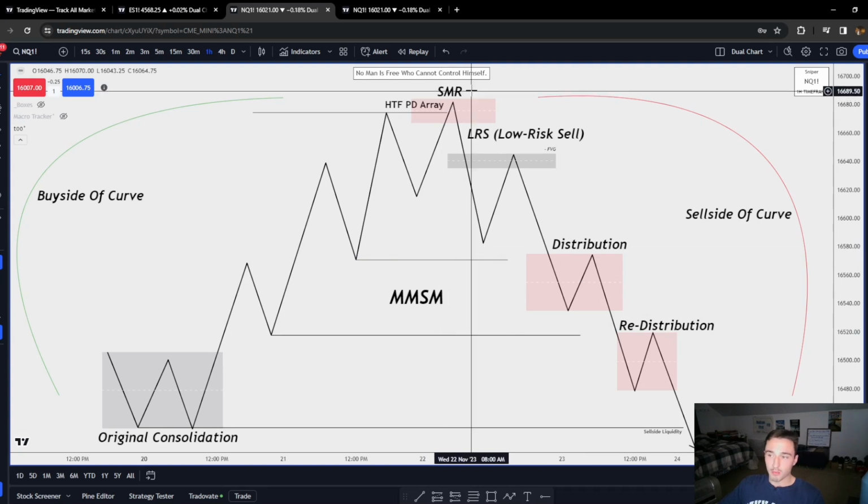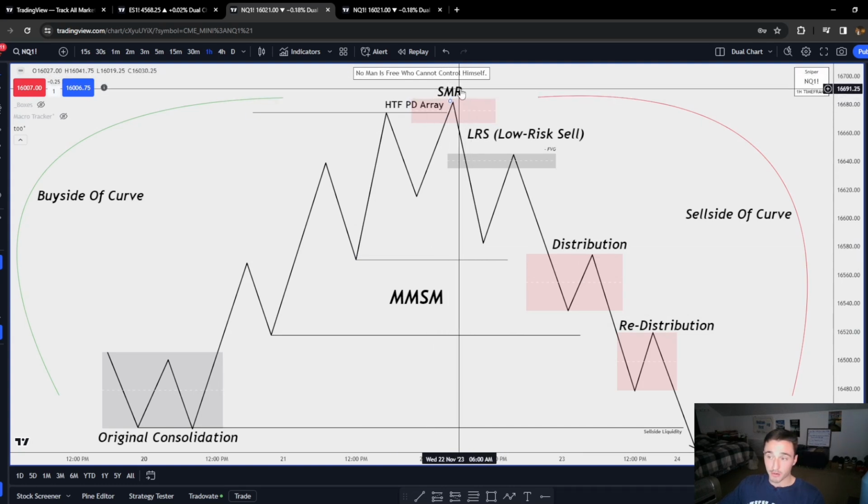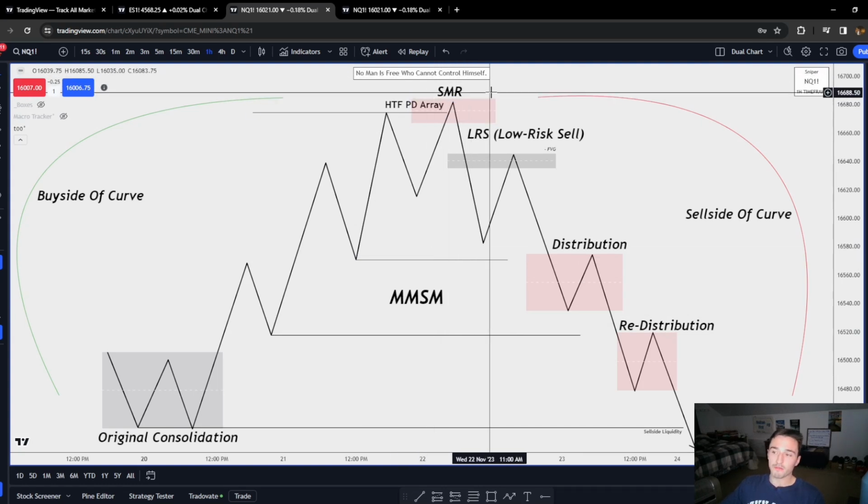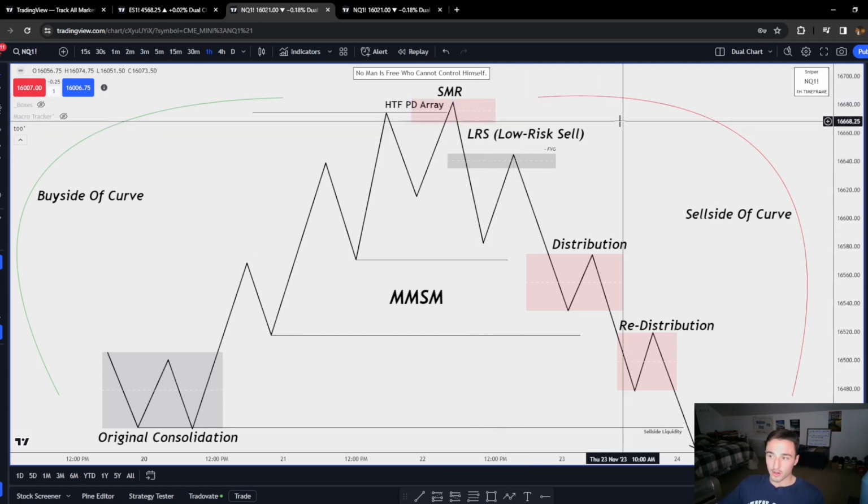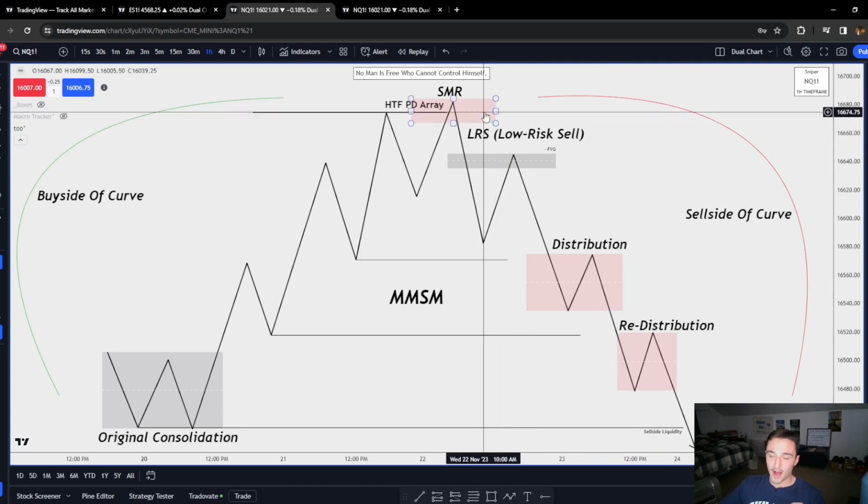So what is a smart money reversal? Up here it is abbreviated SMR. Smart money reversal is whenever smart money is reversing price to go on the opposing side of the curve inside of a higher time frame PD array or an old high. What is the LRS? Low risk sell. It is the 2022 ICT model.